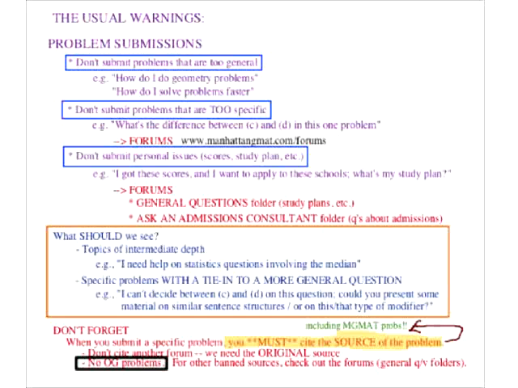First, please don't submit problems that are too general. We had a lot of this past week. We had people saying things like, how do I solve problems faster? I mean, not really something that we can answer in a single study hall, because how do I solve problems faster would be basically every single problem on the whole test. So that's not something we can reasonably answer. Also, please don't submit problems that are too specific. We've had a bunch of people doing that as well. Please don't. And then finally, please don't submit personal study plans. That's not the point of the study hall.